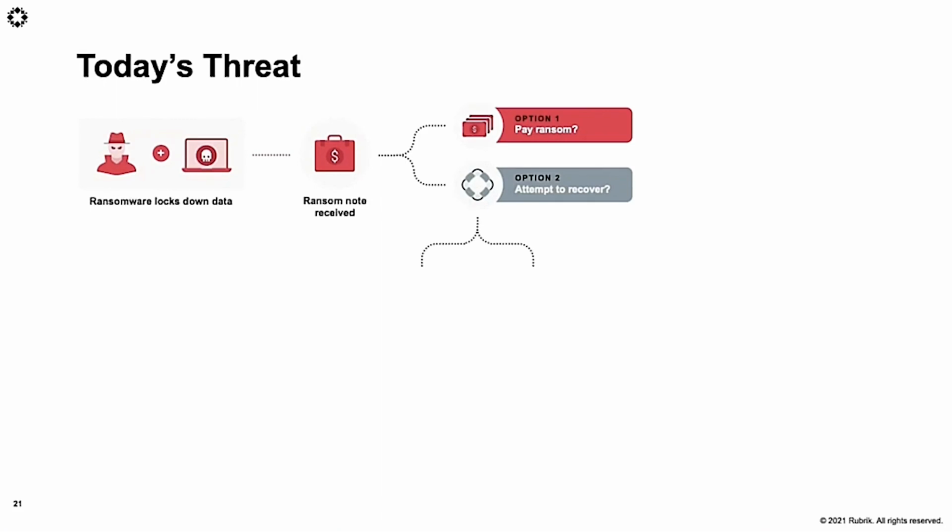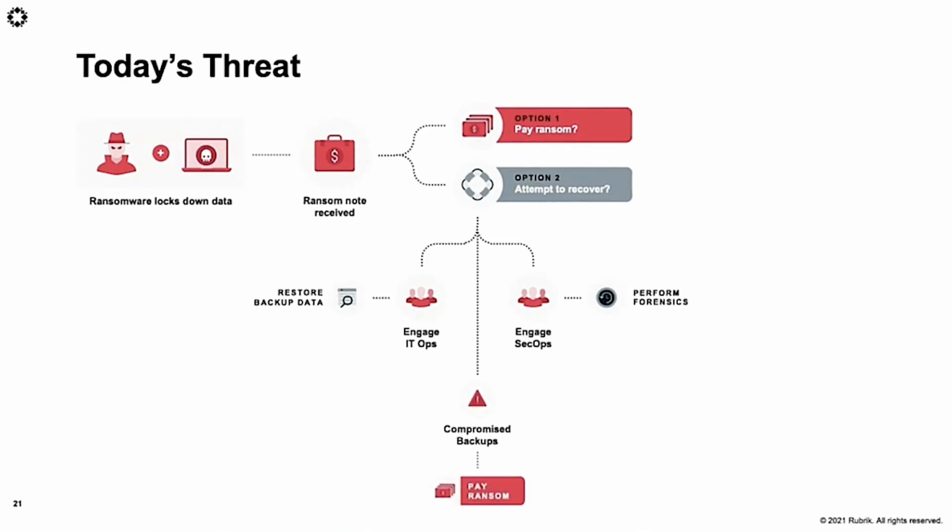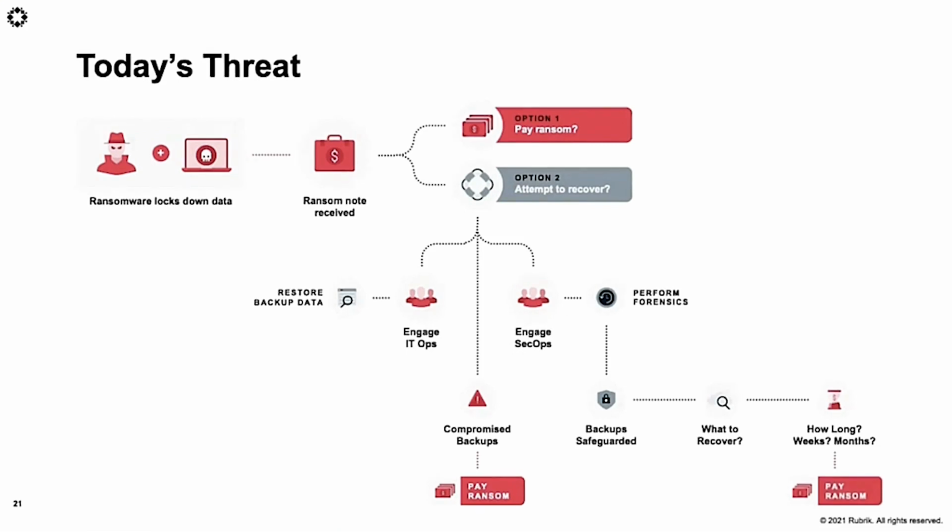Option two is attempt to recover. And when you go that route, you have two teams you need to engage. These two teams typically don't work well together. They usually see each other as a hindrance, right? The SecOps team thinks IT is creating risk. IT thinks SecOps is slowing down their ability to be agile. So when an attack comes in, if the backups end up being compromised, again, you pay the ransom. The other situation is if you have safeguarded backups. And in that scenario, you also have two more questions to ask. What data do I actually have to recover from my secured backups? And how long will that take? And if the answers to those two questions aren't efficient enough, then again, you end up paying the ransom.